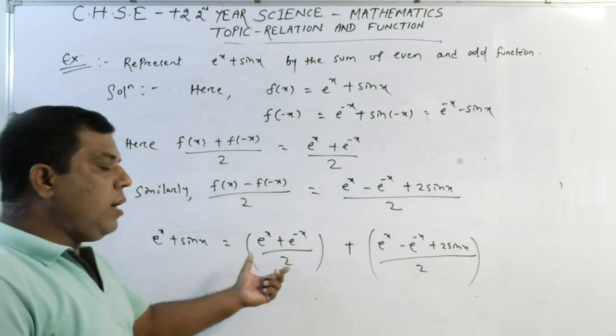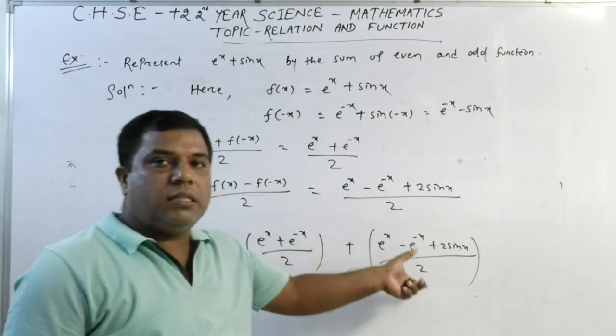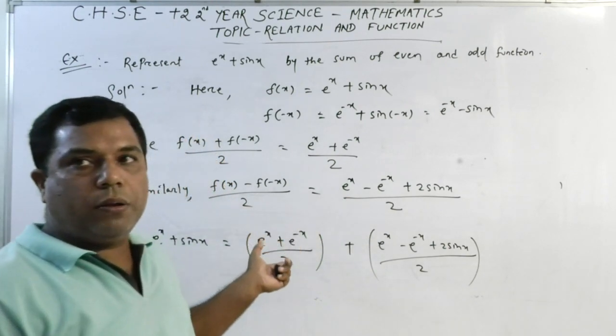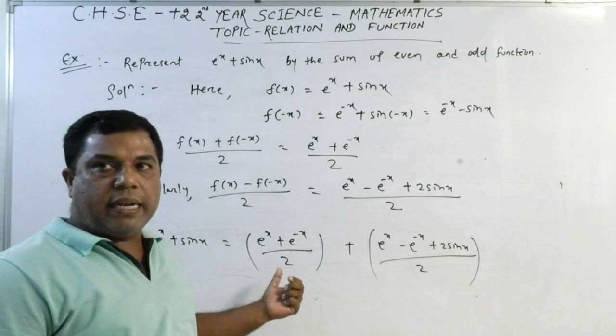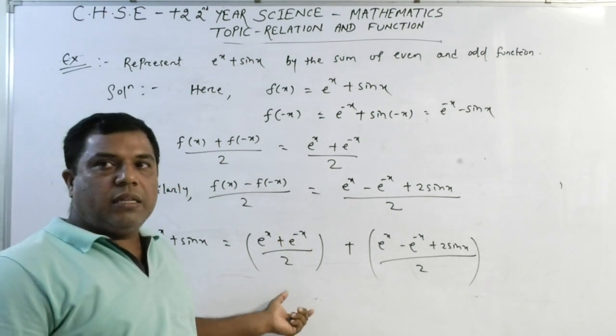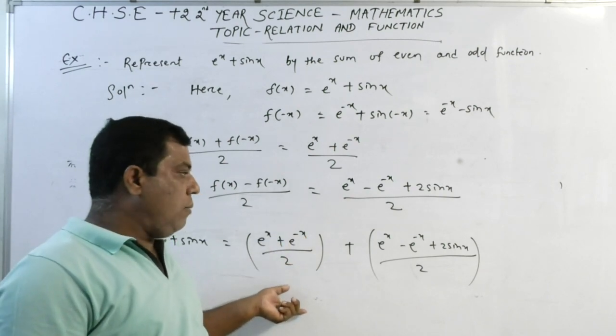And this is what? This is an even function, and this is what? This is an odd function. You can verify also. How to verify? Put x with its negative sign, then you can see the result remains the same in this case. So this one is an even function.